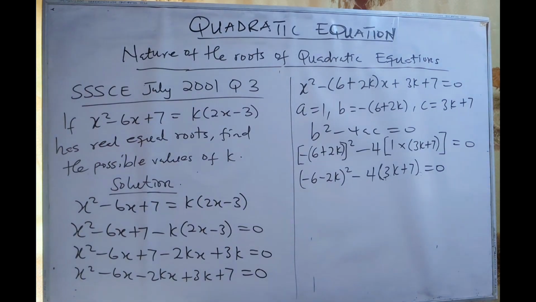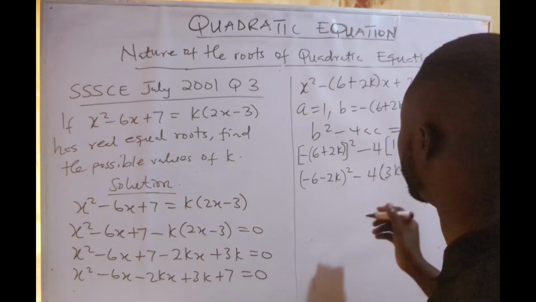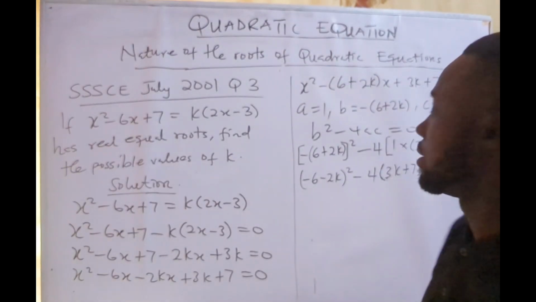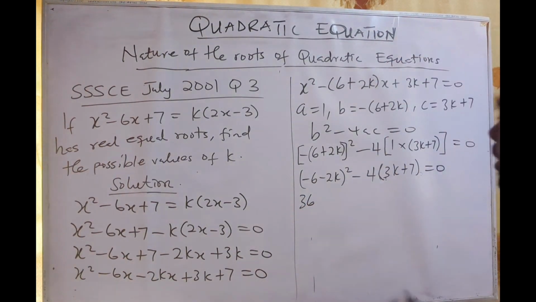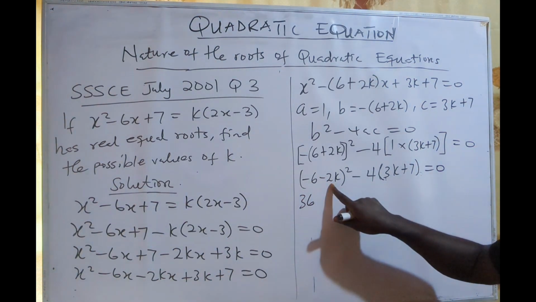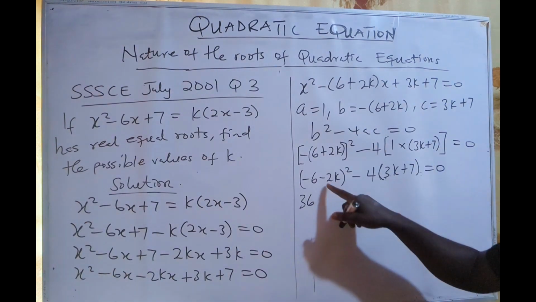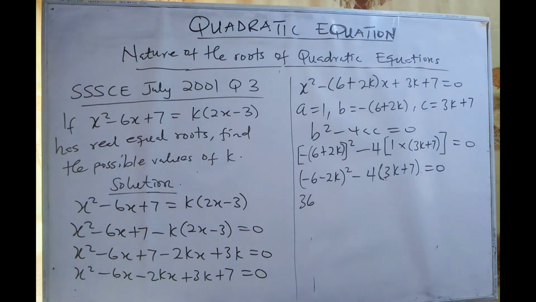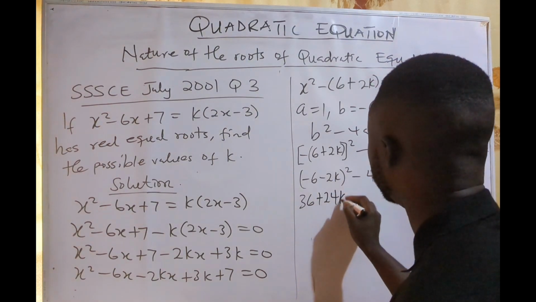Okay, so here I can square it. You take negative 6 squared, which will give me positive 36. Then I'll take negative 2 and multiply by negative 6. Negative 2 times negative 6 will give me positive 12, then times 2 will give me positive 24k.